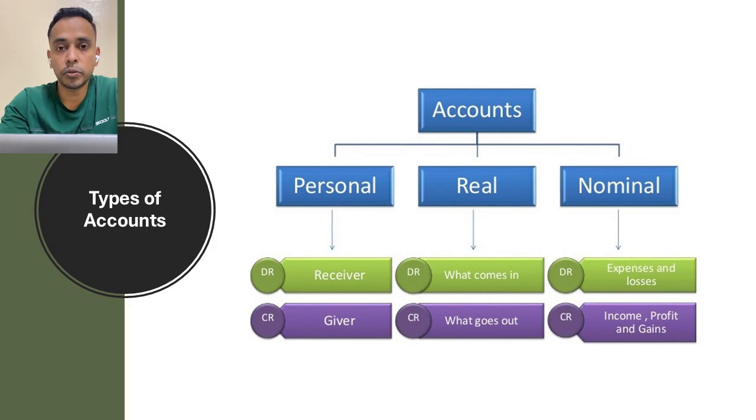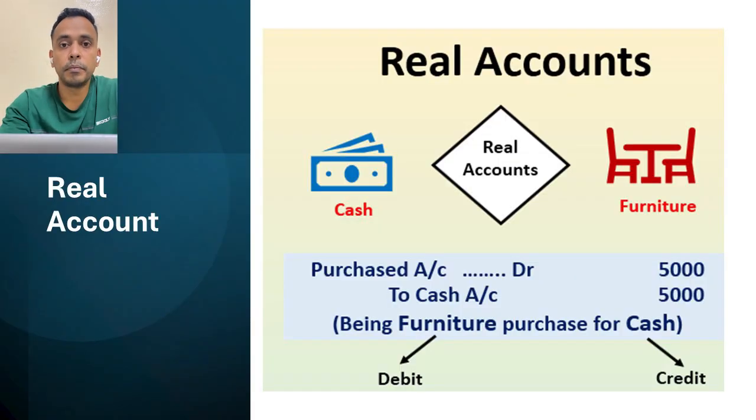First of all, we will go through real account. Mainly all the assets are under real account. Even cash or bank or machineries, land, building, it's all under real account. Suppose we bought one furniture by cash. So what will the entry be?